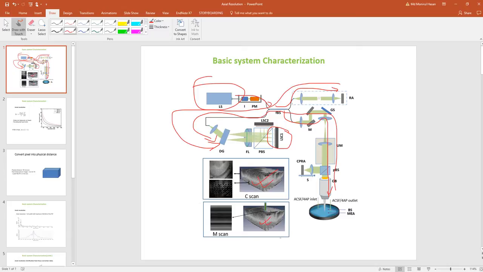Now one thing that's very important is what the axial resolution or the lateral resolution is. What does resolution actually mean? It means how small the objects are that you can see. If the resolution is small, you will be able to see small things like cells or other important structures. So first I will talk about the axial resolution.